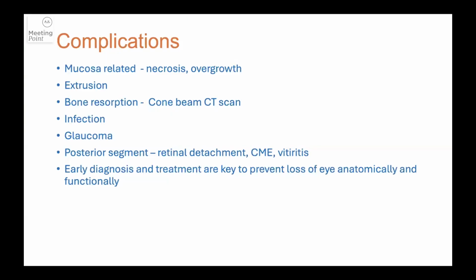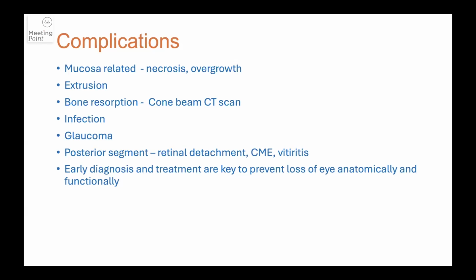So, yes, surgery is quite complicated, and complications are also a factor that would make one say, I don't want to do this, no? But then again, you have to know how to deal with it and diagnose it as soon as possible. So complications could be mucosa related. You can have necrosis, and you can have overgrowth. You can have extrusion, and extrusion is mostly if your mucosa is not good. Then you can have bone resorption, which is more common in females. You can actually quantify the amount of bone resorption using a cone beam CT scan.